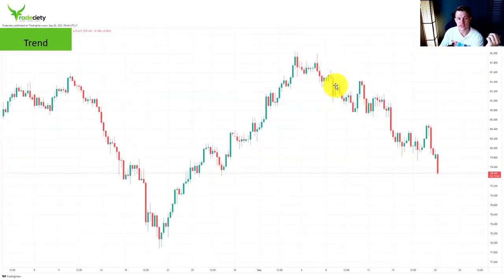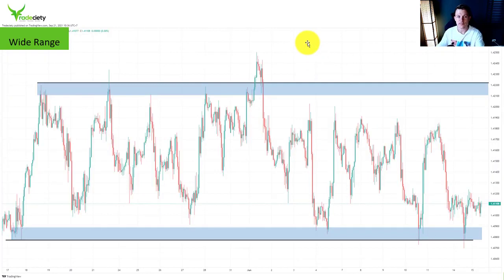Here we have a different stage. The market is in a trend, but it's in a mature trend. It has already been trading for quite a while. And the implications, as we will see in a moment, are very different from looking at a market that is in an early trend, a medium trend, or a late trend. Or do we have something like this? This is obviously a wide-ranging market. And if you are a trend trader, you need to stay away from such markets.